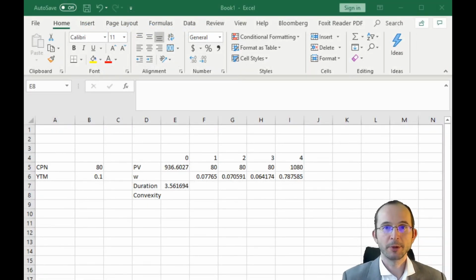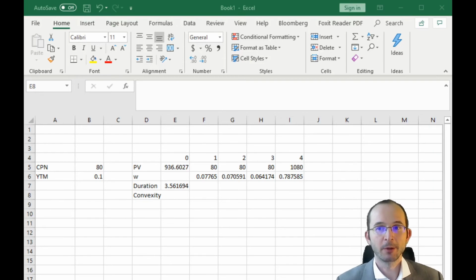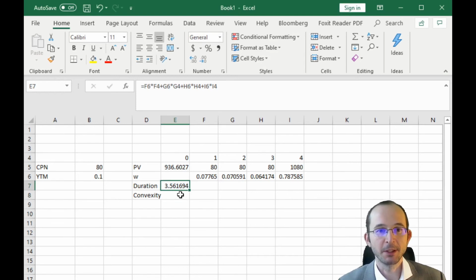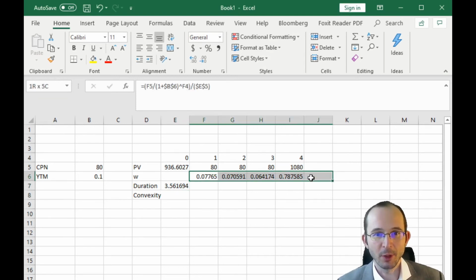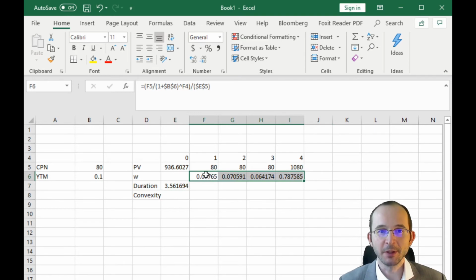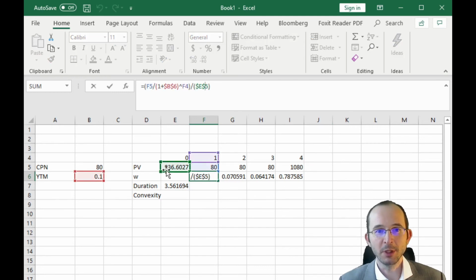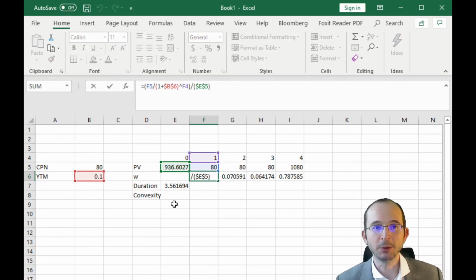So let's run through an application of convexity. Let's say we've got our same 4-year bond. It pays a coupon of 80. It's got a duration of 3.56. Let's calculate its convexity using these same weights. Remember, the weights are effectively the proportion that the present value of each of the bond's cash flows is relative to the present value of the bond that we compute by discounting it at the yield to maturity.